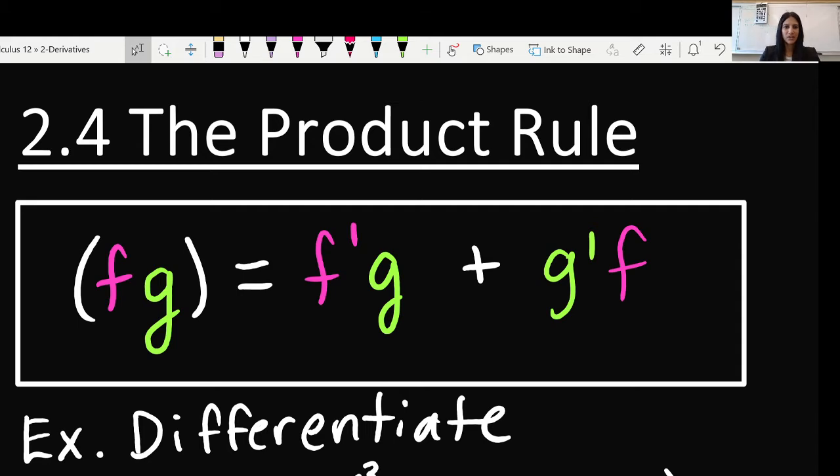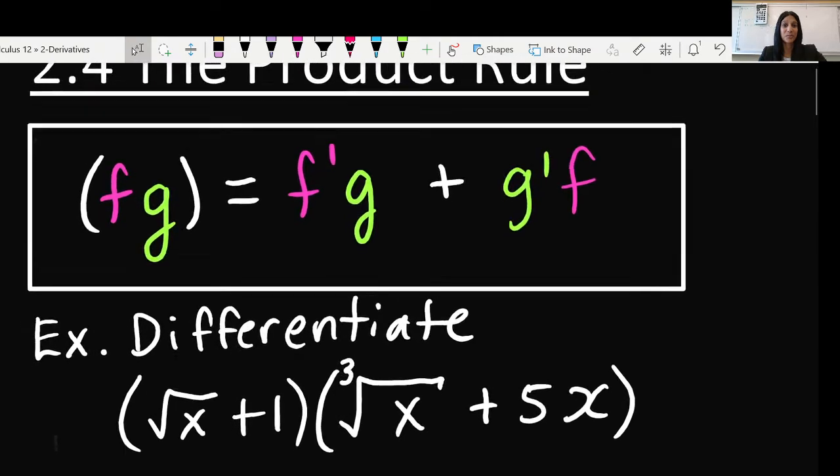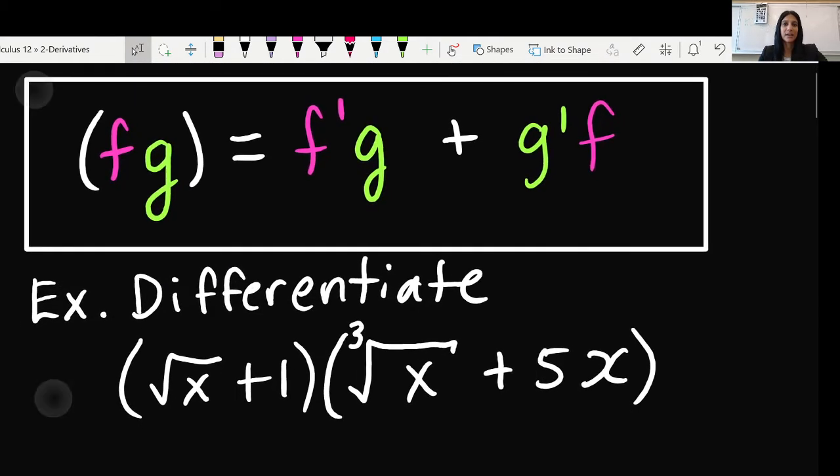So I've color-coded it so you can clearly see what's going on here. If we have two functions that we're multiplying together, then to find the derivative of them, we would do f prime times g plus g prime times f. So it's a nice, easy way for us to take the derivative of some of the more complicated equations that we're working with.